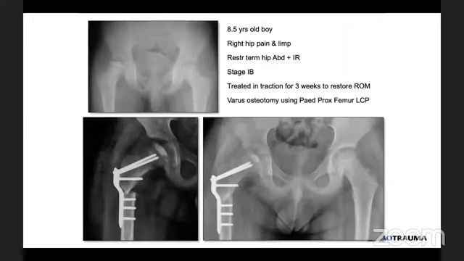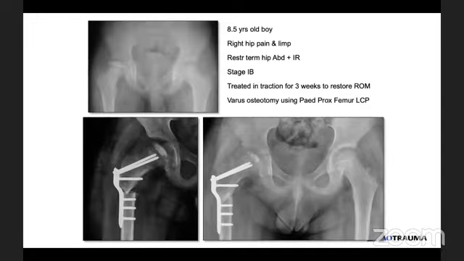Another different type of implant over the last few years, we know that we now have the proximal femoral LCP, which is available to us. This is a very useful implant because it helps you to fix the plate really well. These children do not need any external support in the form of a plaster spica. They can be mobilized right away.